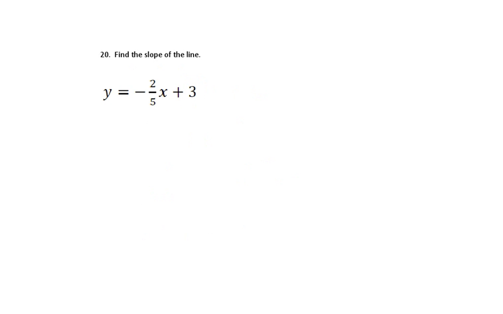20 would like us to find the slope. The number one rule is to get y alone. Good news, y is alone. When y is alone, whatever number is in front of x is the slope. Well, negative 2/5 is in front of x, so that must be the slope. And that's your answer.